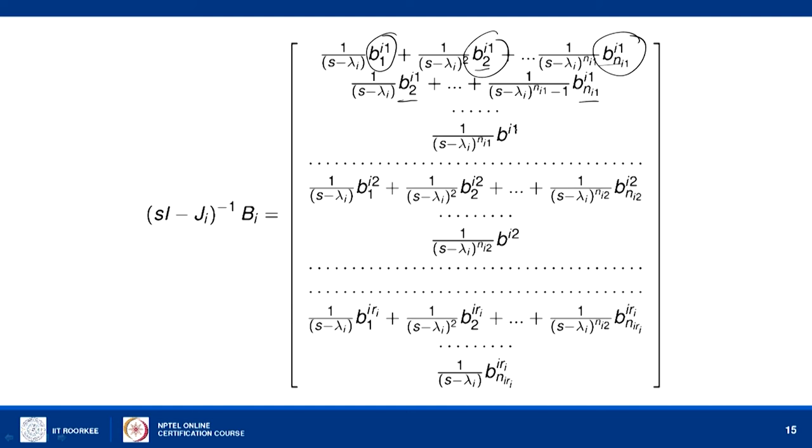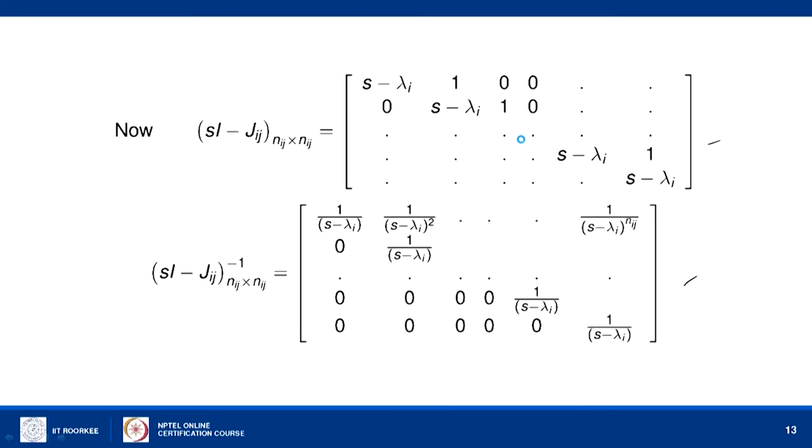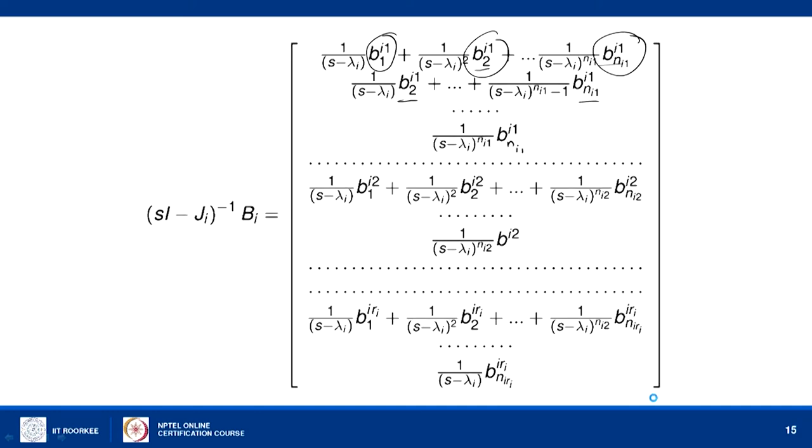So, the last one is the vector b_i1 and n_i1 vector multiplied by 1 by s minus lambda_i. This expression we get from the previous slide. We multiply the last row with the matrix, and we get this expression. I think here the correction is this one, there is no power here. The powers will be in decreasing order.